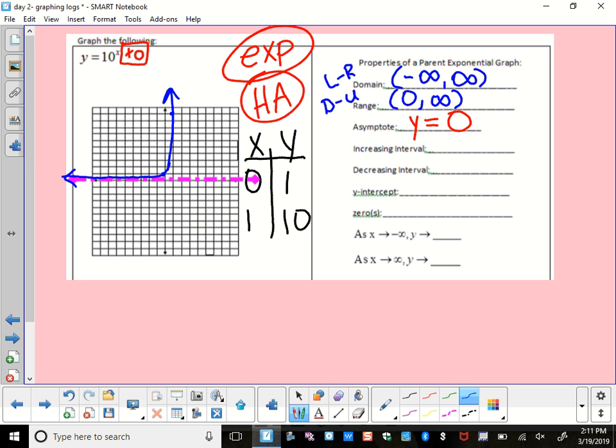Okay, increasing and decreasing intervals, sorry. Always go from left to right. From left to right, am I increasing or am I decreasing? I'm increasing the whole time, right? Because I'm not decreasing, I just wrote none. I'm not decreasing at all. I'm increasing from negative infinity to positive infinity the whole time. I'm increasing.